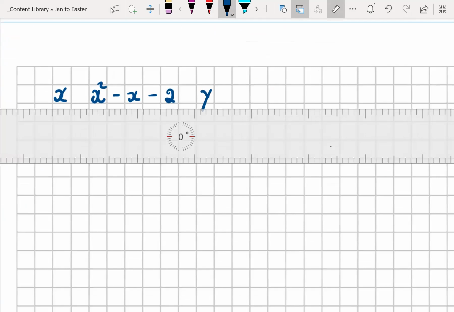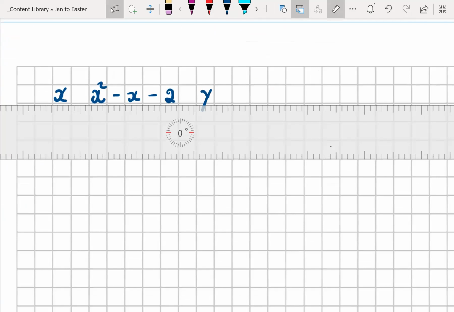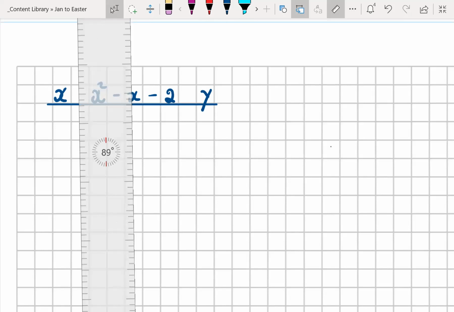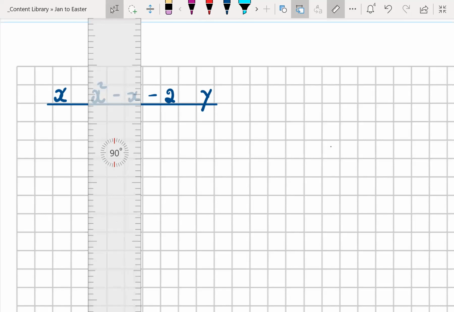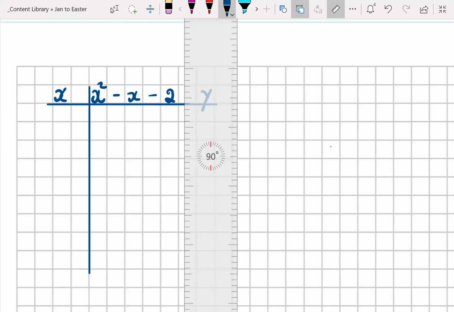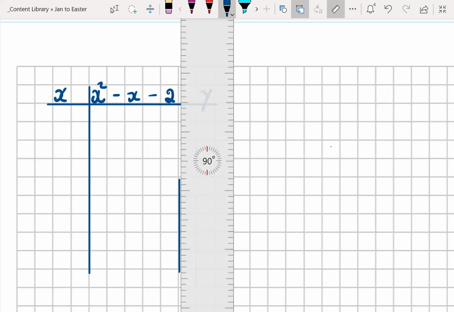I hope you all remember this. If not, go to the chapter on functions and graphs. If ever you get stuck, just email me or put a question in on the OneNote in your own section, and I'll keep an eye out and I'll answer it.